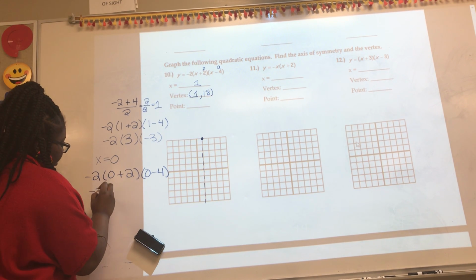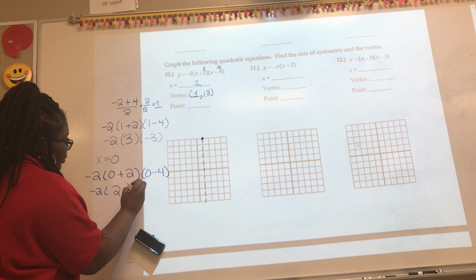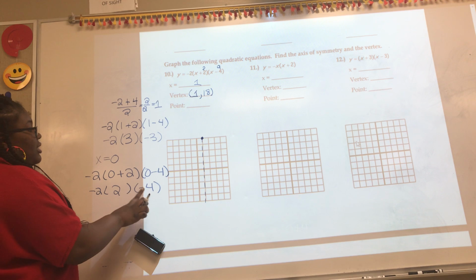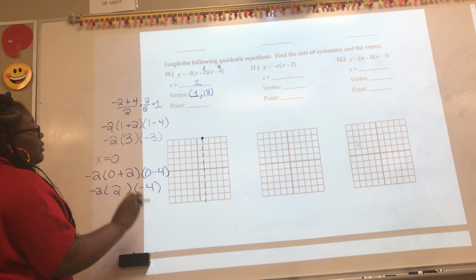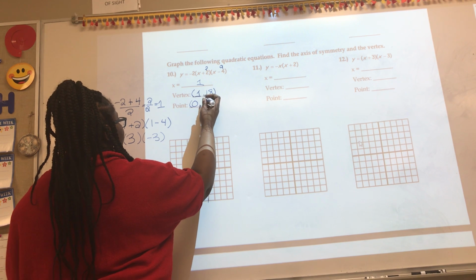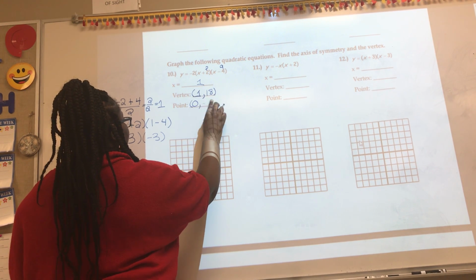So now I'm going to simplify my parentheses. That's going to be 2, that's negative 4. Negative 2 times 2, that's negative 4, times negative 4, that's positive 16. So my second point is 0, positive 16.